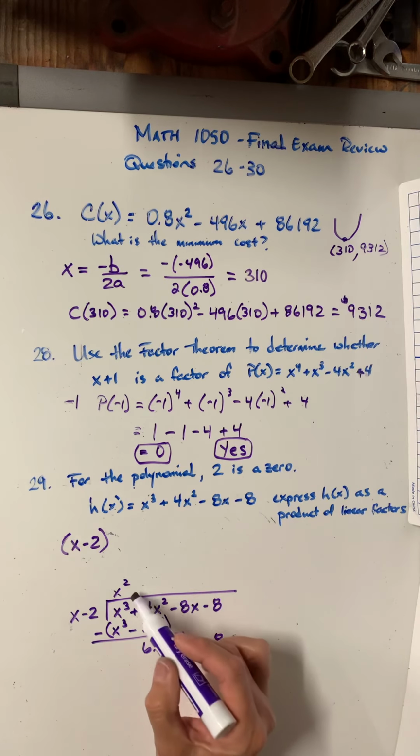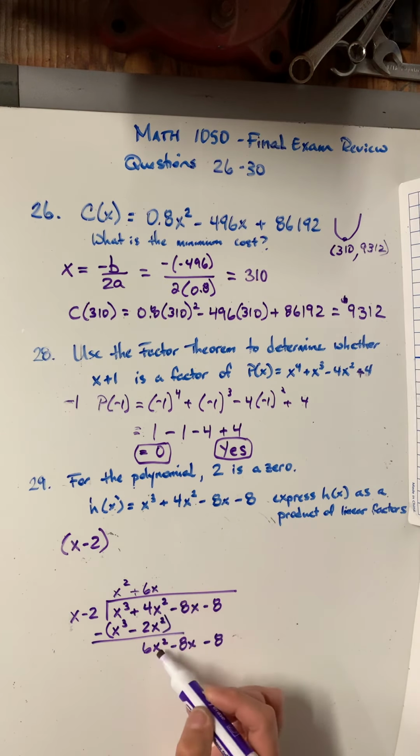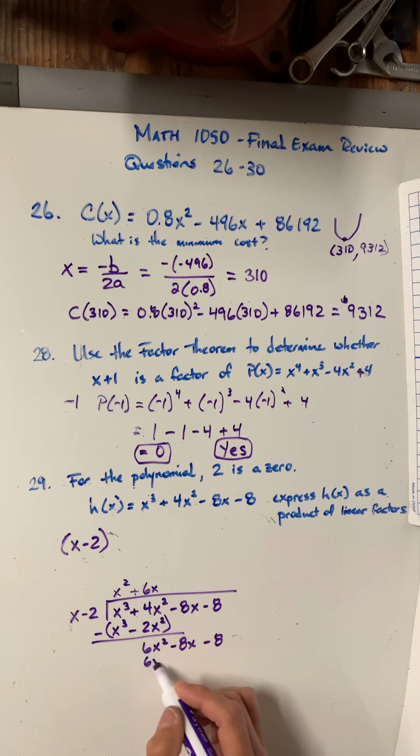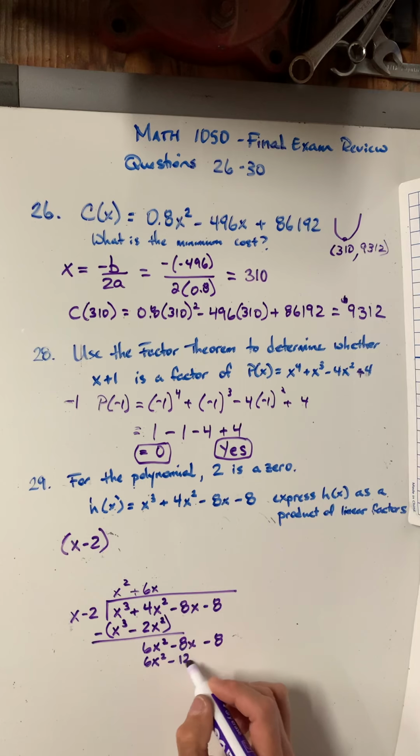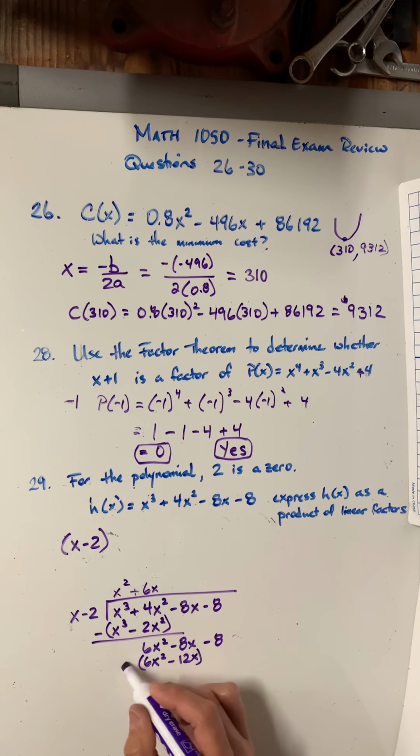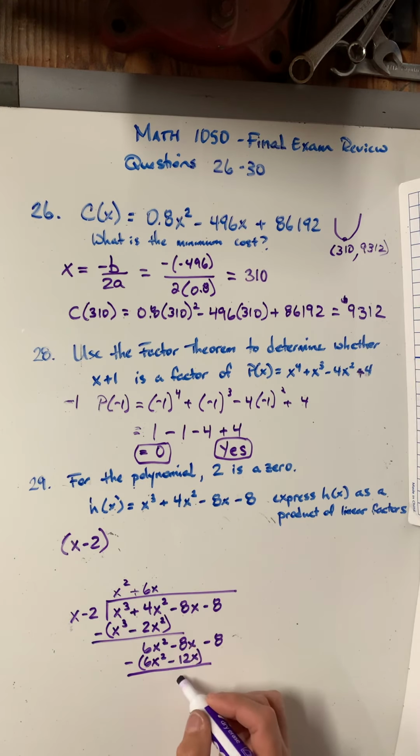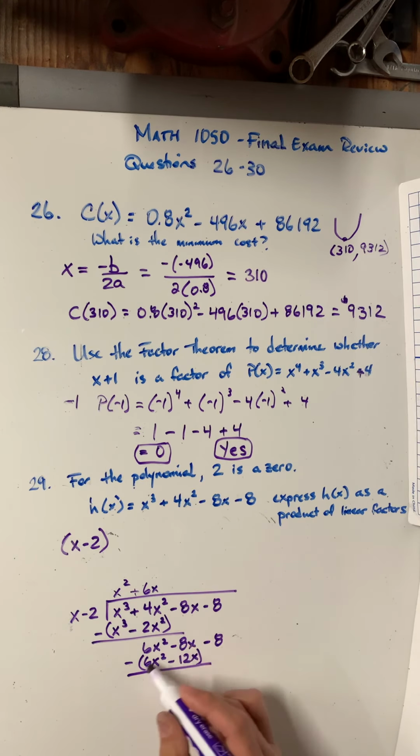x times 6x will give me 6x squared. 6x times x is 6x squared. 6x times -2 is minus 12x. Subtract that, and I get -8 plus 12 is 4x. Bring down the minus 8.